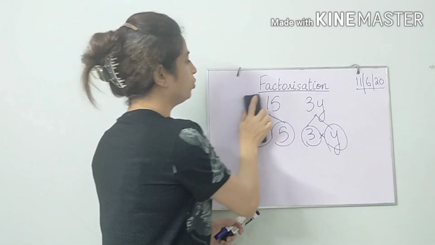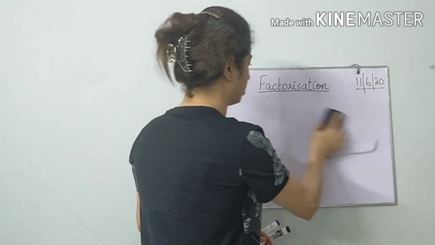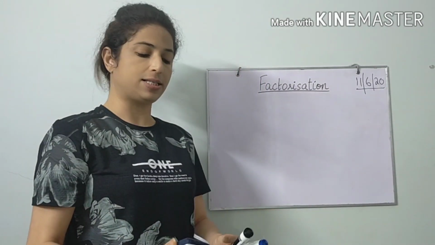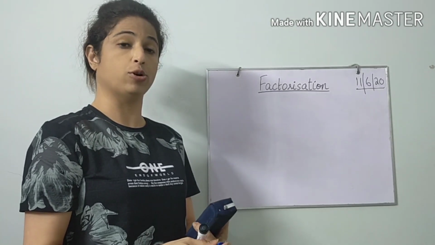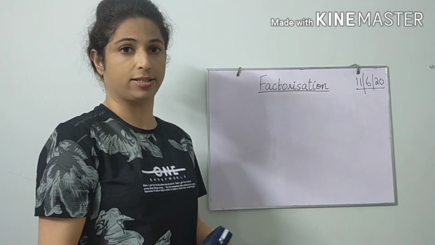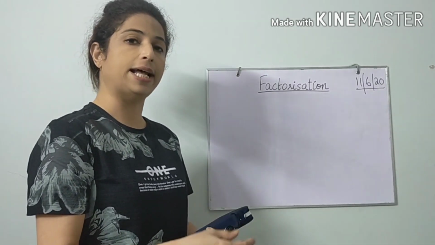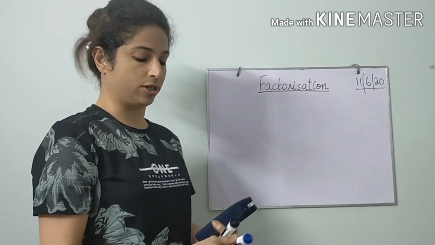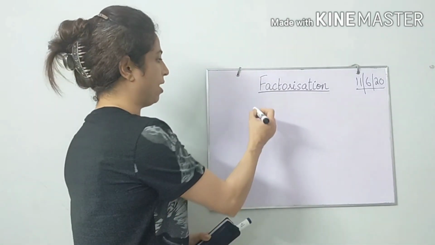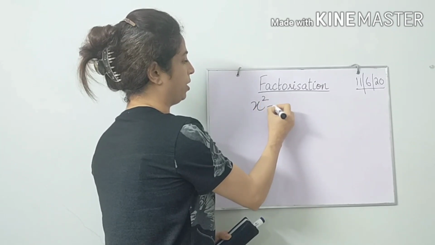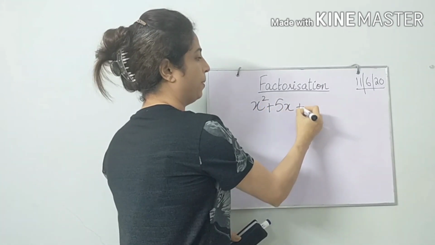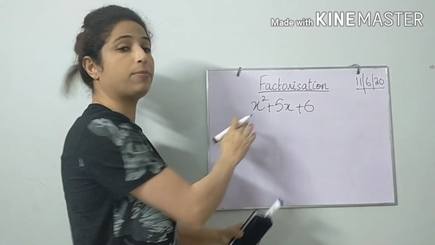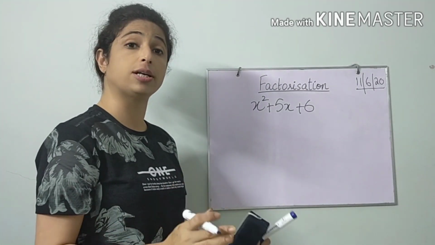Let's do some more examples and a bit longer ones. There are many ways of factorization, a few methods with which we can factorize different expressions. Let's do middle term breaking today. So, for example, we have an expression x squared plus 5x plus 6. Now remember, this is an expression. This is not an equation.